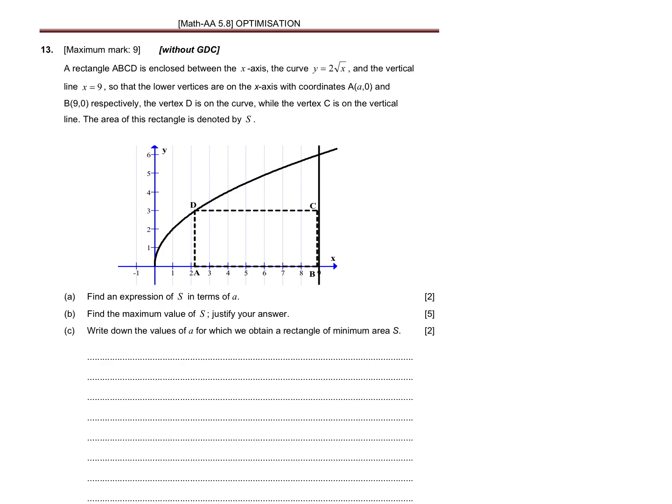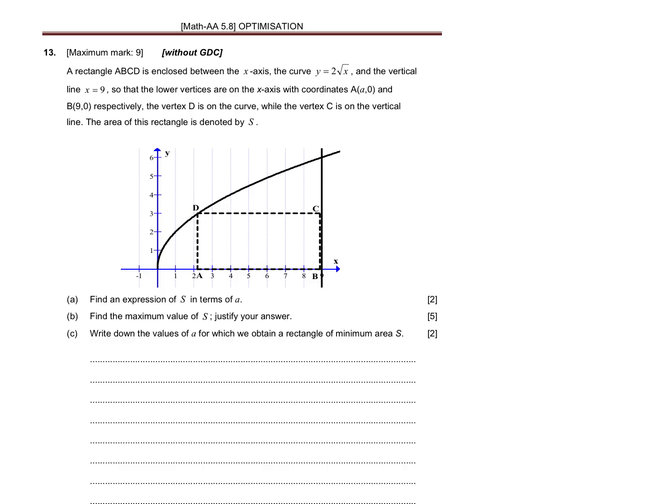All right, 13. A rectangle ABCD is enclosed between the x-axis, the curve y equals 2 root x, and the vertical line x equals 9, so that the lower vertices are on the x-axis with coordinates (A, 0) and (9, 0) respectively, and D is on the curve, so this is going to be the point (A, 2 root A). And the C is on the vertical line.